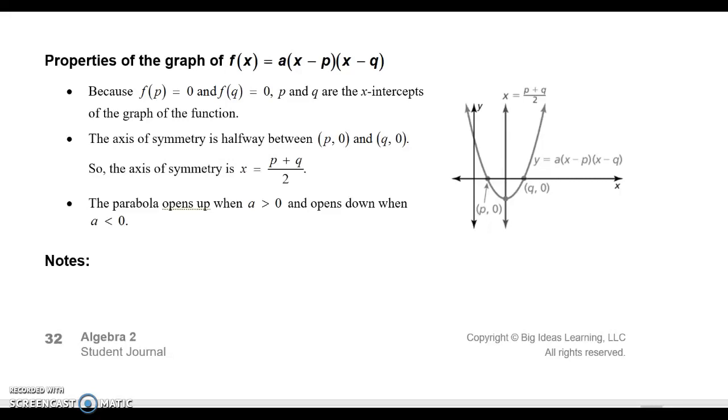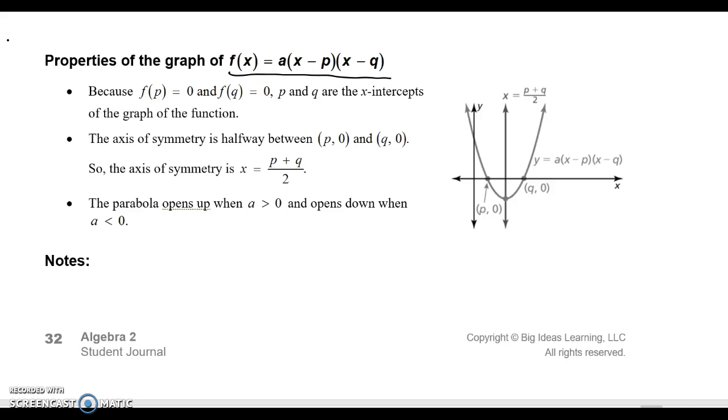Looking at page 32 of your journal, we see properties of the graph of f(x) = a(x - p)(x - q). This is in a factored form, and it's a new form that we haven't learned yet.